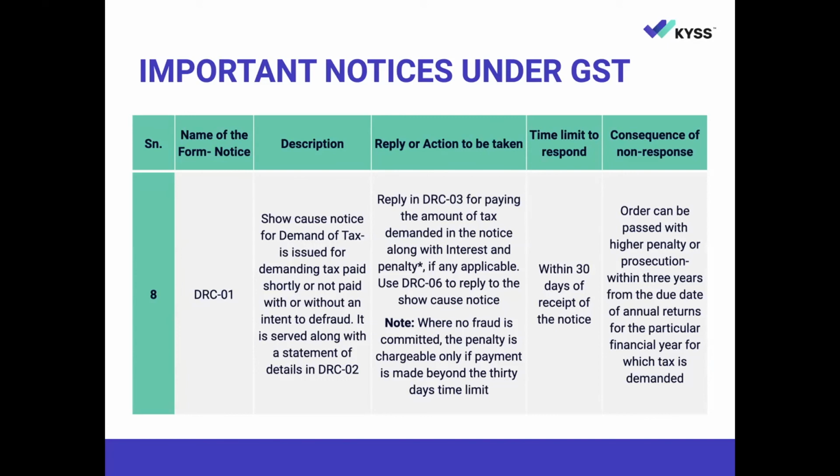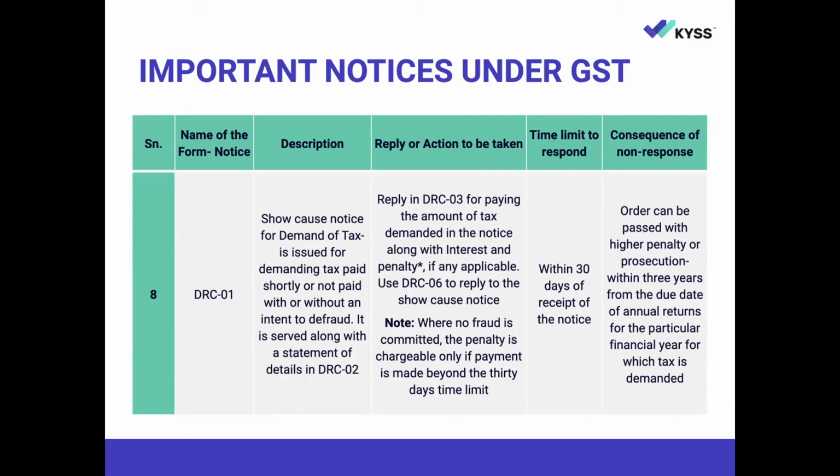So DRC01 is a tax challan for payment of taxes, and the DRC2 is the statement that the department will send with the calculations and details as to why this demand has been raised. The response from the taxpayer is that if you disagree with the tax demand, you have to respond with why you disagree, or otherwise reply by paying the taxes by way of a DRC03. DRC03 is the mode to pay the taxes.